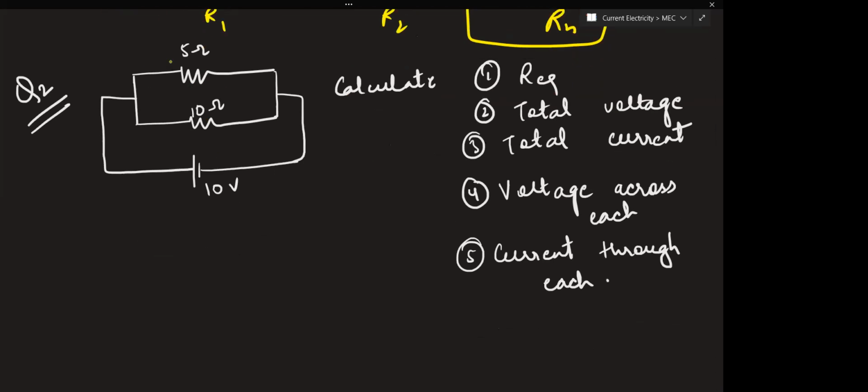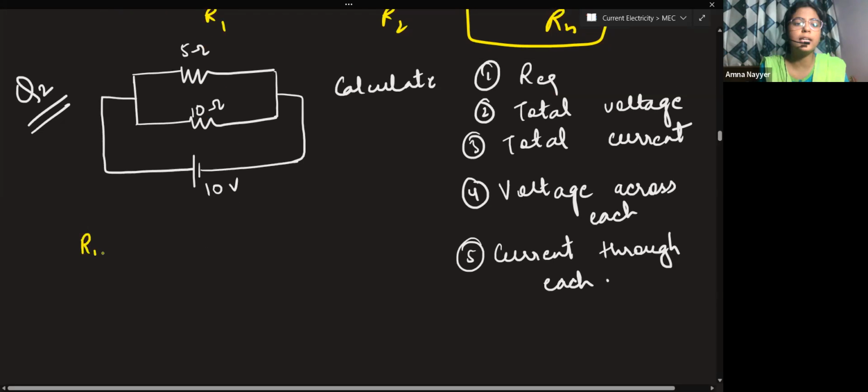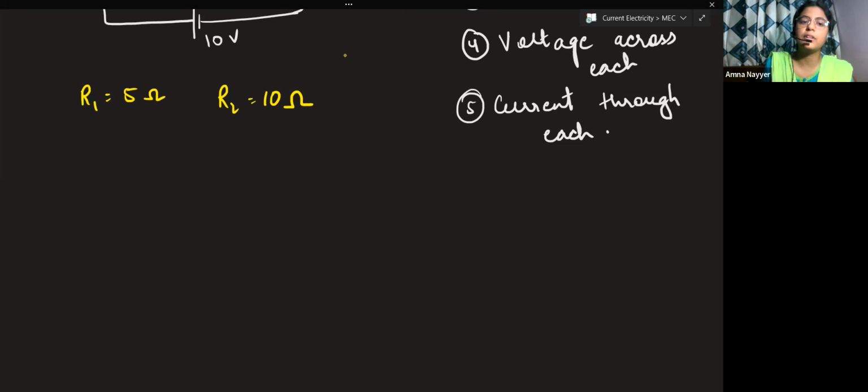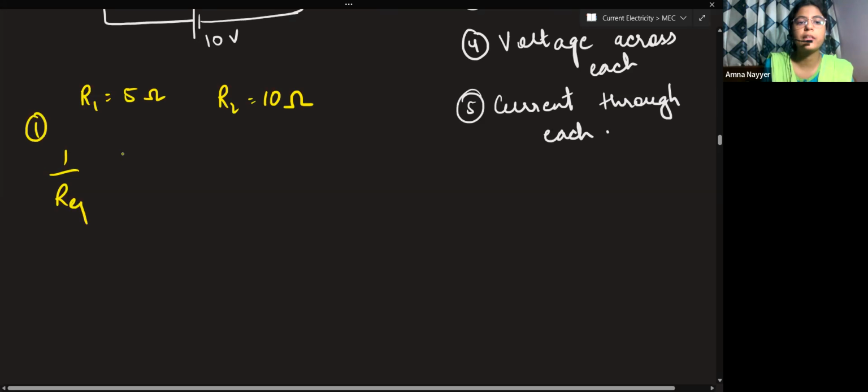So R1 is given to you as 5 ohms. R2 is given as 10 ohms. See how we solve this. If it is in terms of reciprocal, you cannot directly add them in the denominator. You have to take the LCM till both the denominators are the same. So I think Hiba, there you must have committed the error. 1 by R equivalent is what? 1 by 5 plus 1 by 10. Here you have to take the LCM.